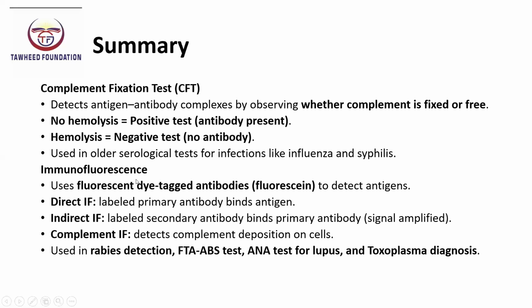Next, we studied about immunofluorescence. It uses fluorescent dye-tagged antibodies, that is fluorescein, to detect antigens. There are two types of immunofluorescence, direct and indirect. In direct, the labeled primary antibody binds to antigen, and in indirect, the labeled secondary antibody binds to primary antibodies. Signal is amplified. Complement immunofluorescence detects complement deposition on cells. It is used in rabies detection, FTA-ABS test, ANA test for lupus, and toxoplasma diagnosis.